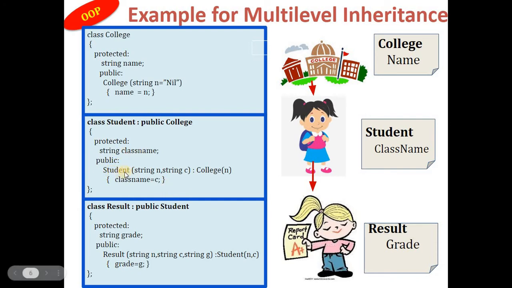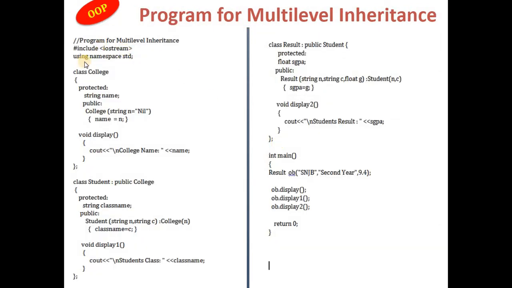And while defining the constructor of the class student, you are having n, so indirectly n will come from here and get passed to college. So this is multi-level inheritance. So in case of multi-level inheritance, we will see the implementation. We go with the class college, we go with class student colon public college, this is the second, and we go with class result colon public student.